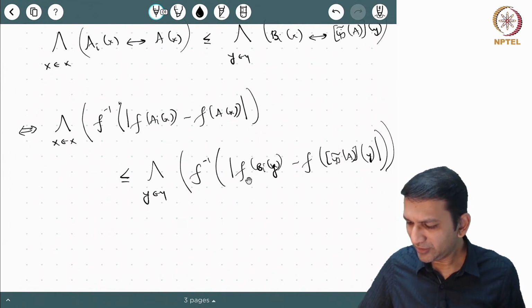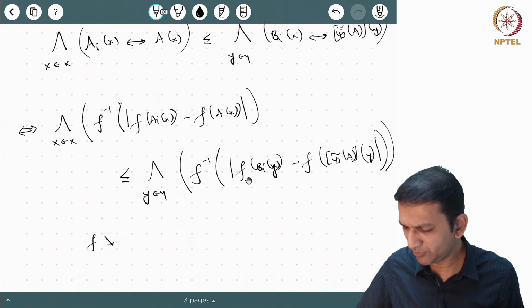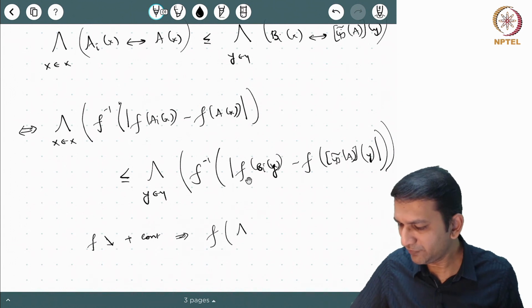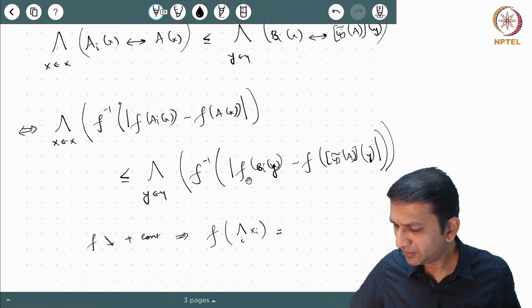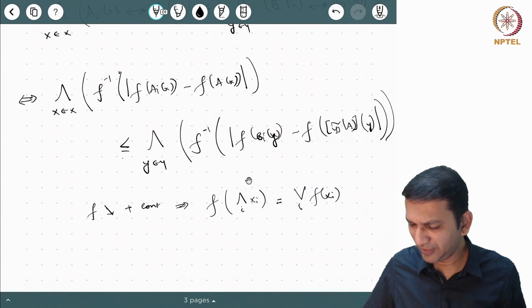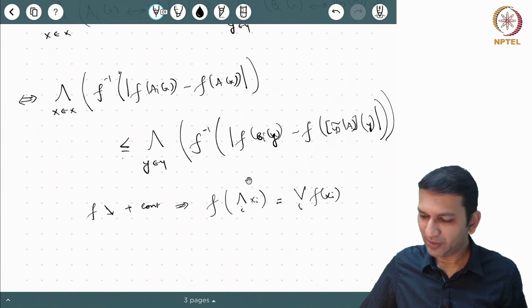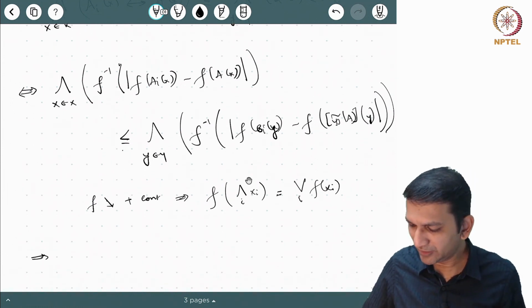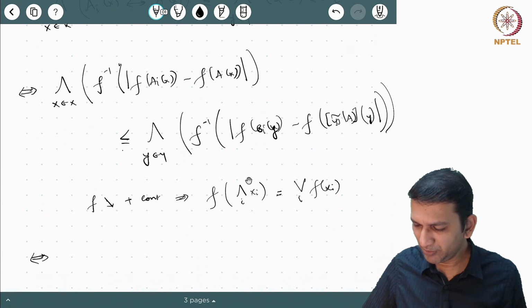Now, note that f is strictly decreasing, strictly monotonic. It is also continuous. So this implies that if we have an infimum over some xi, then this essentially becomes a supremum over xi. Now, what we have here is an inequality. So if you apply f on both sides, then the inequality also reverses. So now applying f on both sides, the infimum comes out as the supremum.